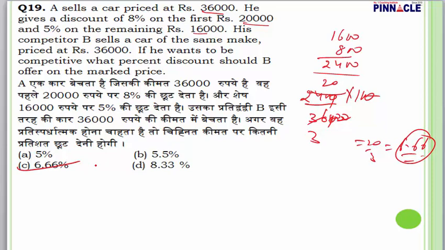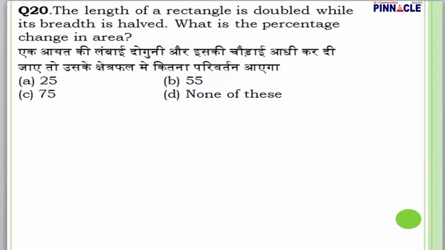Next question, question number 20. The length of a rectangle is doubled while its breadth is halved. What is the percentage change in area? Let's say this is 30 and 20. Now the area here would be 600. If the length is doubled, it becomes 60 instead of 30. And the breadth is halved, it is now 10 instead of 20.